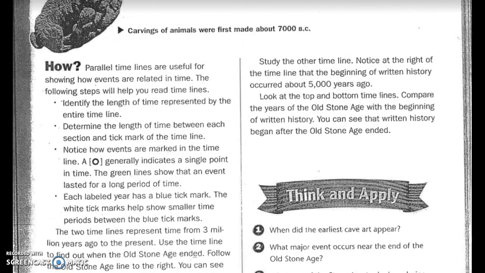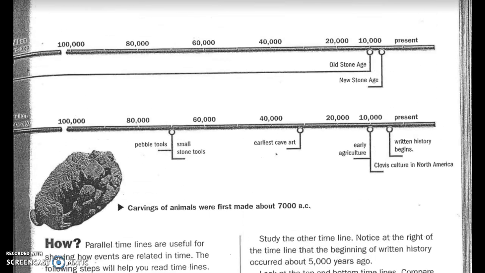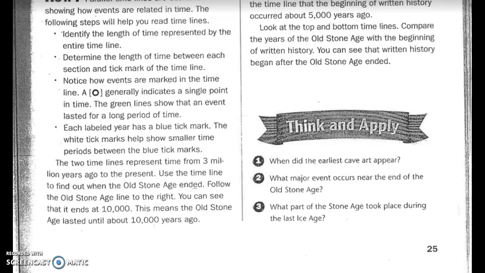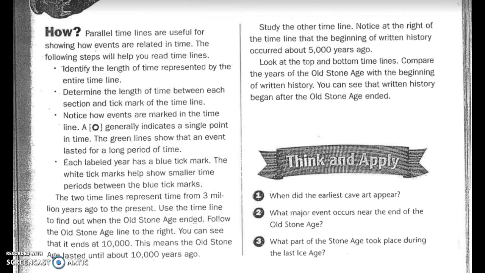Study the other timeline. Notice at the right of the timeline that the beginning of written history occurred about 5,000 years ago. Look at the top and bottom timelines. Compare the years of the Old Stone Age with the beginning of written history. You can see that written history began after the Old Stone Age ended.